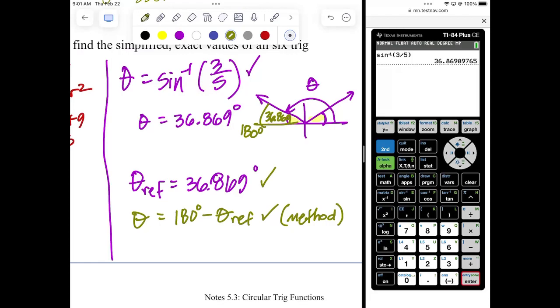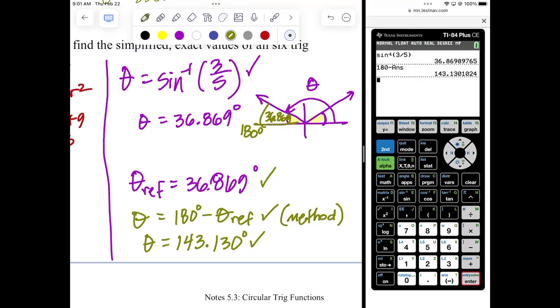So now, since my reference angle is already showing, I just do 180 minus, and I'll hit second negative. You could store it as A if you want. I'm just going to hit second negative, which recalls the answer from the previous line. And we don't ever use a rounded number for an intermediate calculation. I get 143.130. Do I need that last zero? Yes, I do. It's part of the accuracy in degrees. You'll get a check for that.